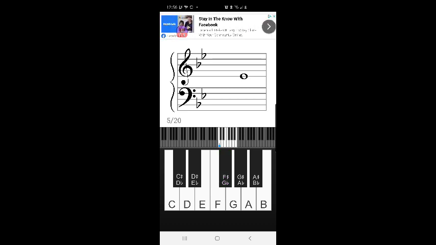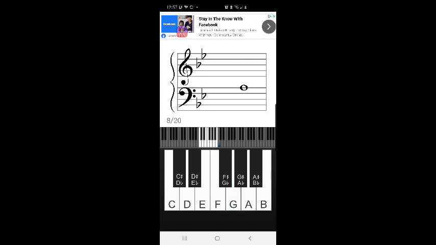Okay, that's an E, and the key signature says B flat and E flat, so it's an E flat. And that is D. And the key signature calls for B flat, E flat, A flat, D flat. So it's going to be E flat. Oh, I got that one wrong too. Shoot. That's discouraging. Okay, so that is a G, and it's F sharp and C sharp. So it's going to be G natural.